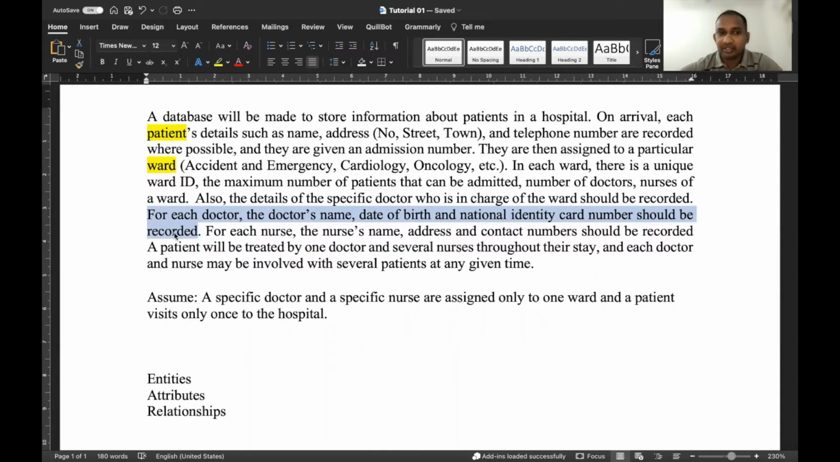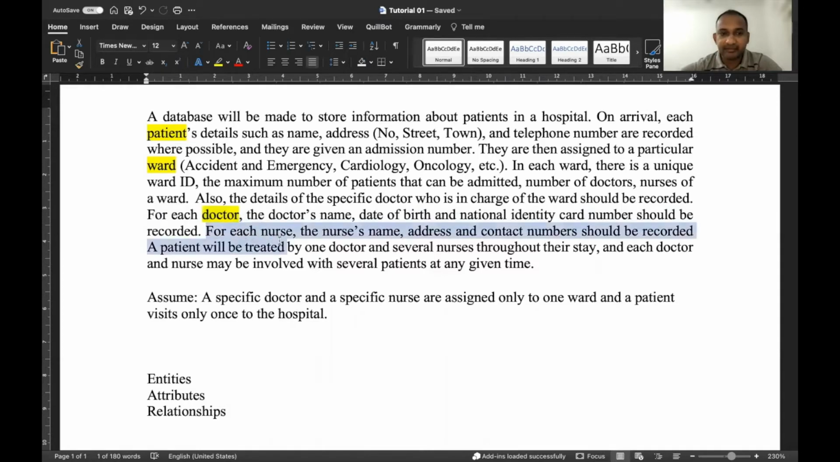Now here it is talking about another entity called doctor. So you have to save the information about the doctor. That means doctor's name, date of birth, national identity card number. That means doctor's name, NIC, and the date of birth are attributes of a particular doctor. That means you have to save the doctor as an entity in this ER diagram.